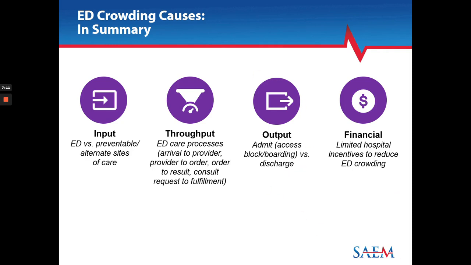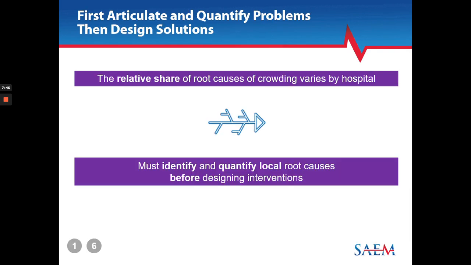In terms of output factors, we discussed access block, meaning no beds are available upstairs when you decide to admit a patient, which results in inpatients boarding in the ED. Finally, we discussed financial factors and the idea that under current payment structures, on average, hospitals have an incentive to prioritize elective surgical admissions for inpatient bed capacity at the expense of having too few beds available for ED admissions, causing admissions to back up as boarders in the ED.